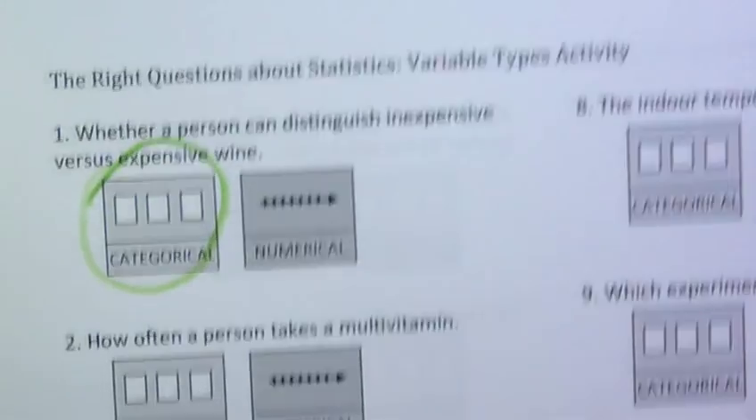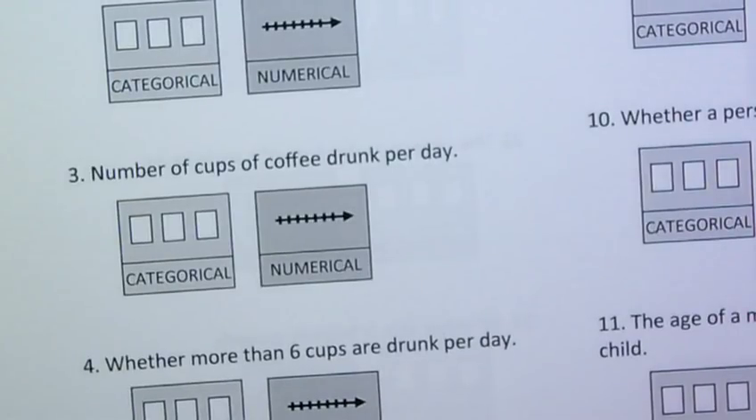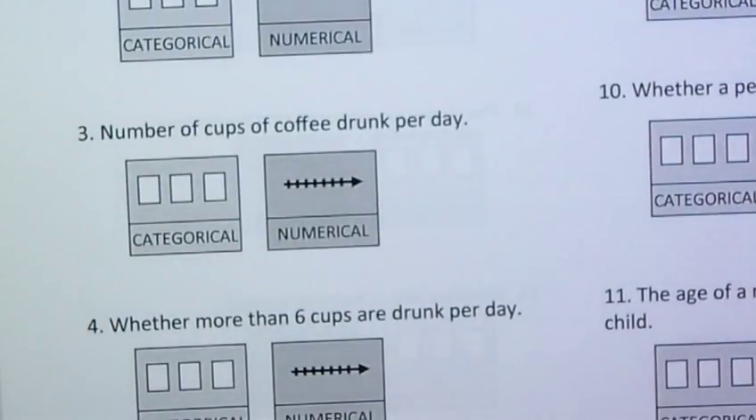How often a person takes a multivitamin? Okay, I got 2 different answers there. So someone who said it was numerical, what's your thinking there? One, two, three, four. 1, 2, 3, 4 what? A day or a month or something like that? Cool. That could totally be numerical, right? Because you could ask them, how many do you take in, say, a week on average? And that would be a number.